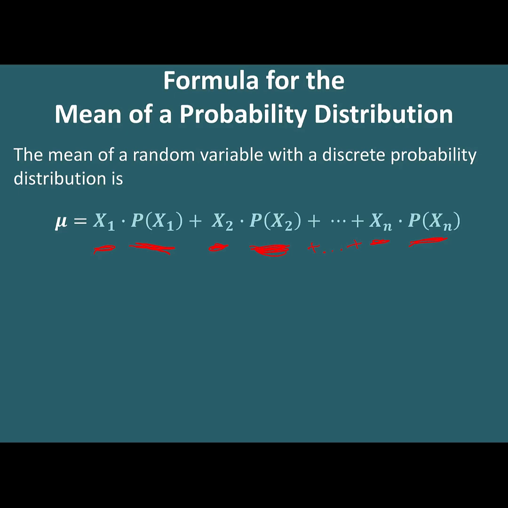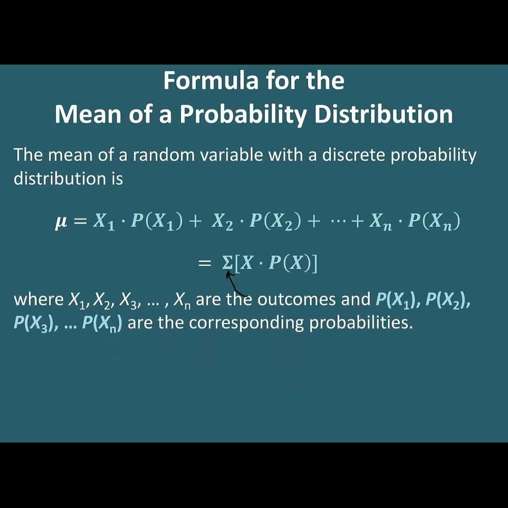When summing up this many terms, up to n terms, we can use a special symbol known as sigma, where x sub 1, x sub 2, x sub 3, and so on are the outcomes, and p of x sub 1, p of x sub 2, p of x sub 3, and so on are the corresponding probabilities. Again, sigma of x times p of x means to sum the products.